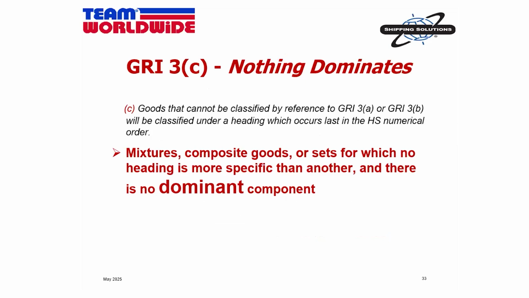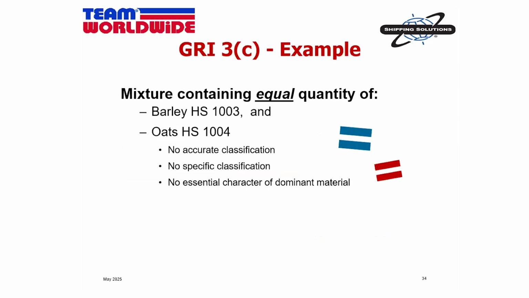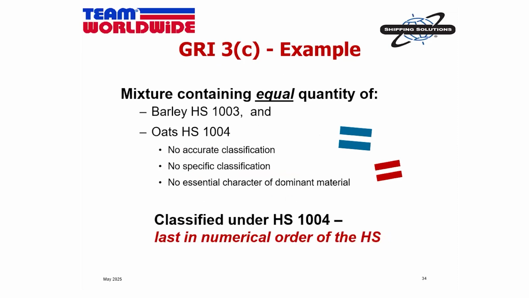If nothing dominates, you take the highest numeric classification. We have a mixture of barley and oats for a horse feed. We're going to say the volume of the barley and oats are equal. The value is equal. There is no barley and oats classification for horse feed. We classify both and take the highest numeric classification, which would be 1004.